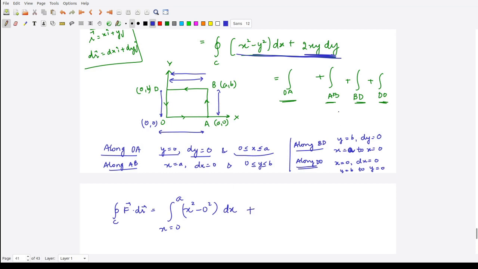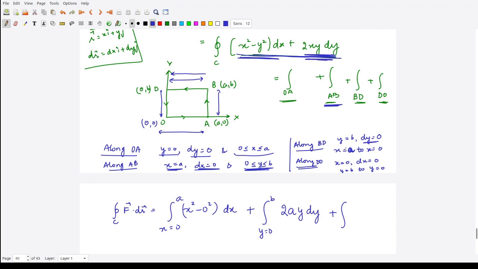Along AB, for this integral we have the value of dx as 0. So this quantity would be 0. So we are left with only 2x and y, and in place of x we will write a here. So a into y dy, and the limits of y here vary from 0 to b according to this one. Plus, for the third integral we have the value of dy as 0, so we won't have this second term, we only have this first term.